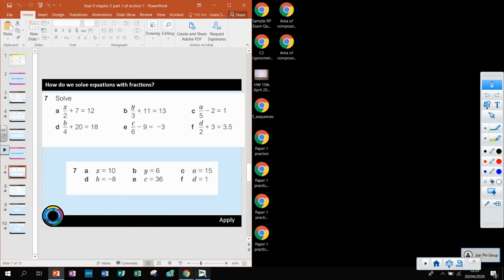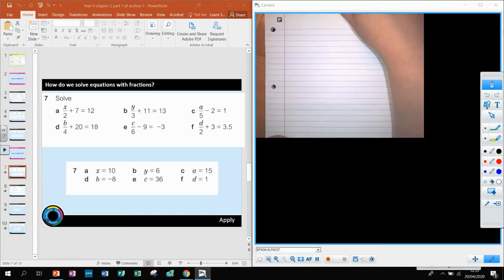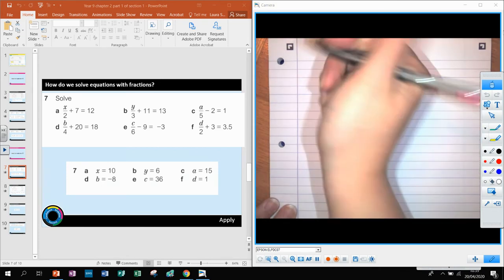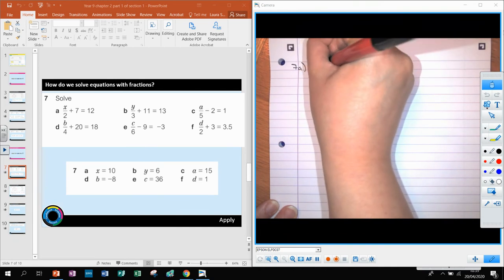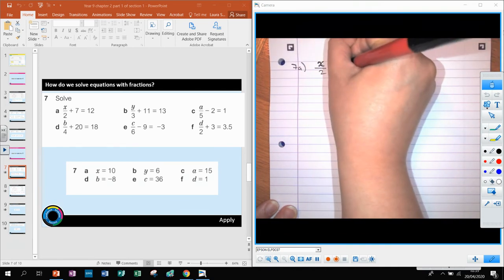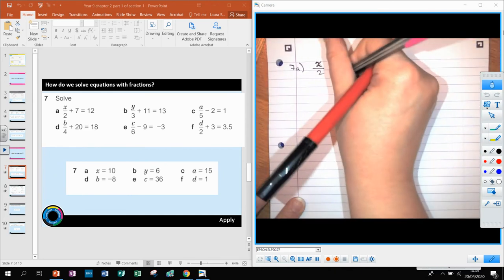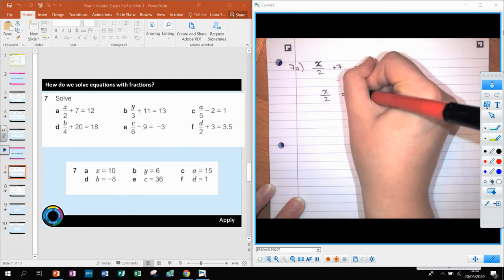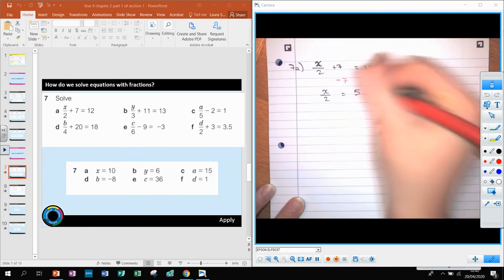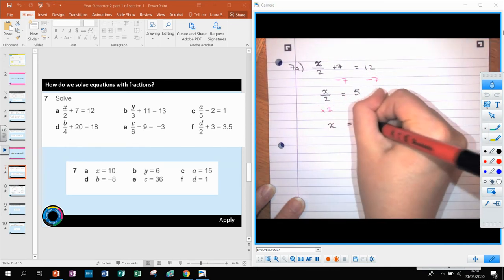Okay, guys, well done. Let's get the visualizer up so that we can go through those together. Okay, good. Right. So for 7a, we had x over 2 plus 7 is equal to 12. First things first, we take away the 7, and that gives us x over 2 is equal to 12 minus 7, which is 5. We are then going to multiply by 2, which gives us x equals 10.